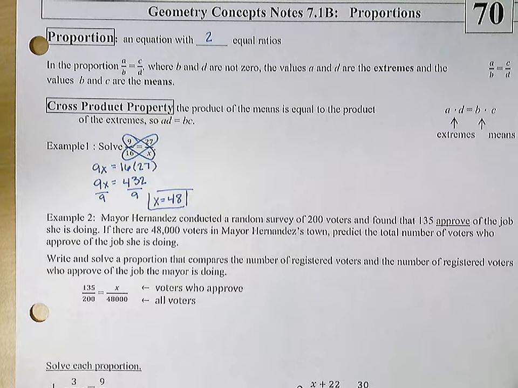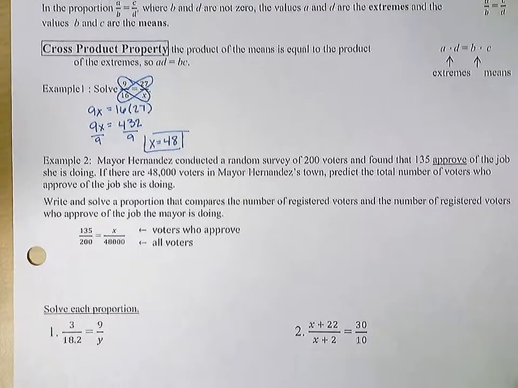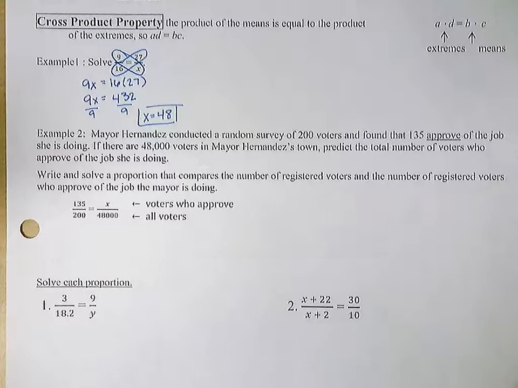Okay, so for some of these, they'll already give you the ratios equal to each other. You just have to cross multiply and solve. Another type of example is where you actually have to set up the ratios and set them equal. Like in example 2.